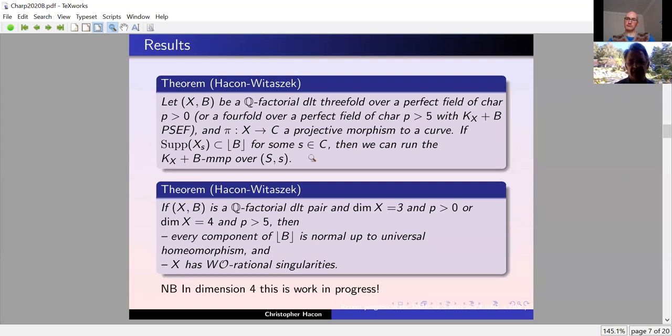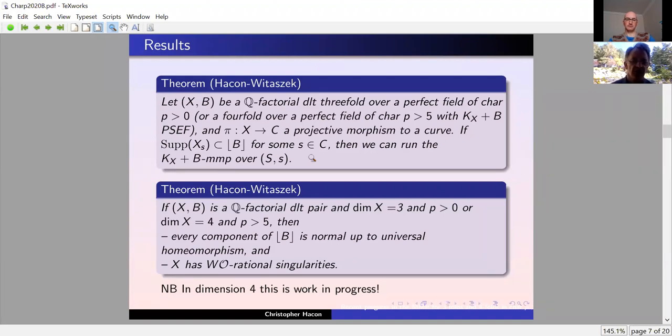And another thing that we can show is that a Q factorial DLT pair in low dimension has mild singularities. It won't have rational singularities, this is not true, but it has what are known as quasi-F-split or birational rational singularities. I'm not going to go into the technical details of this, but it's useful in many situations, for example, when you're trying to establish the existence of rational points on Fano varieties.